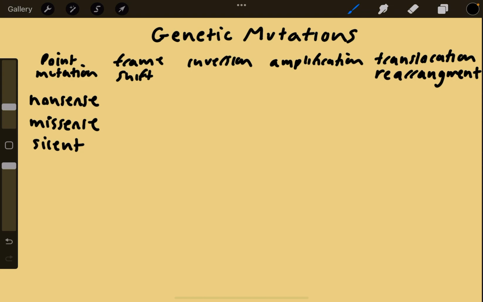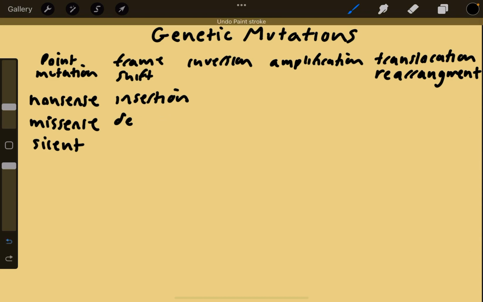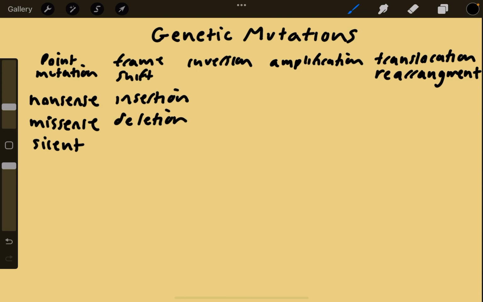And finally, there is frameshift. On the other hand, frameshift includes insertion or deletion. Note that these are when you add or delete a nucleotide in the DNA sequence, and this can cause a shift in the reading of your genetic code, which could be very detrimental because that changes literally every amino acid in the reading sequence.